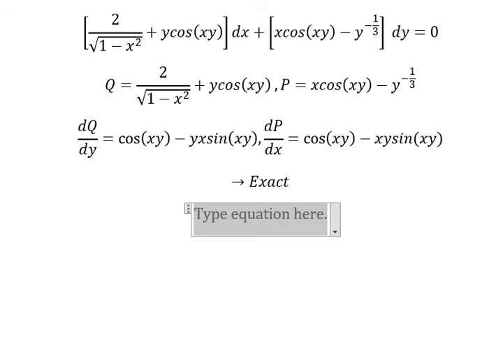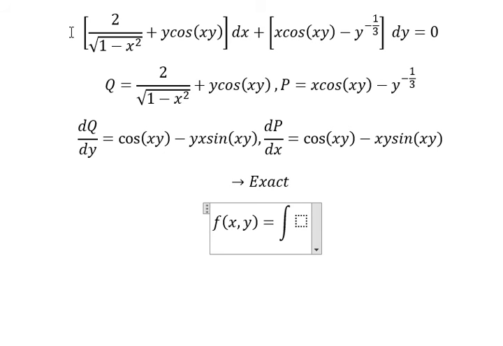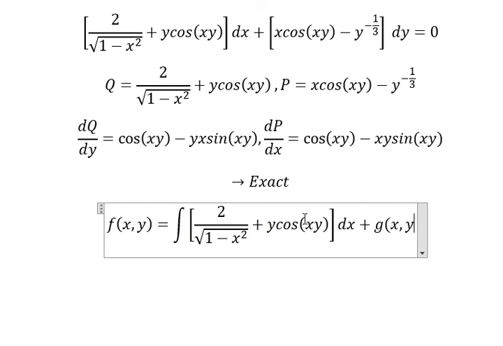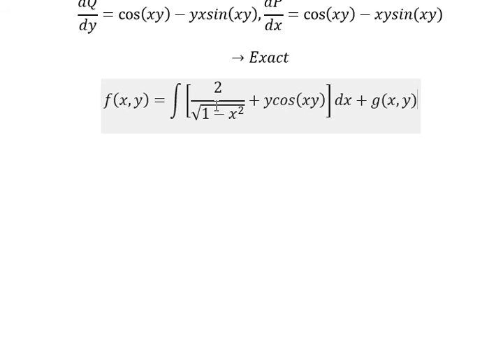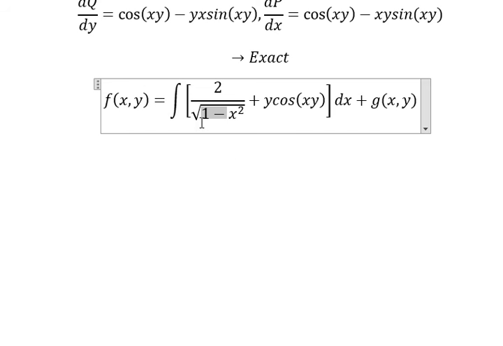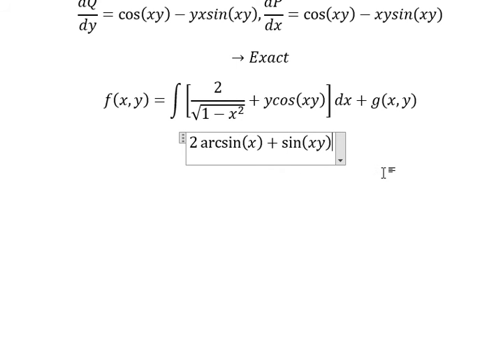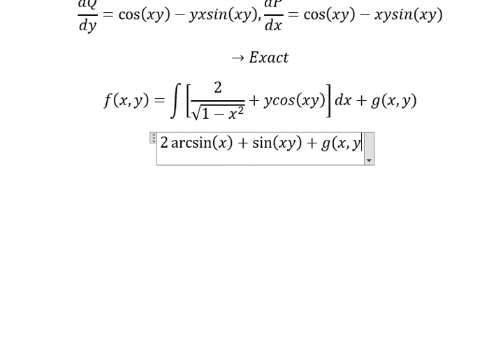Now I will put f(x,y) equals to the integration. So I will choose about this one in here. The integration of this one with the square root of 1 minus s squared, you got about arcsine of s, and we have number 2 in here. So the integration of cosine sy, you got about sine sy, and we have 3sy in here.